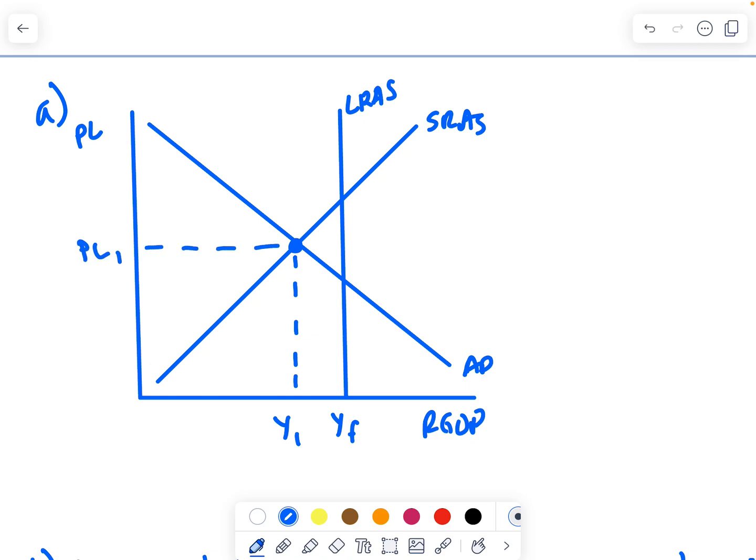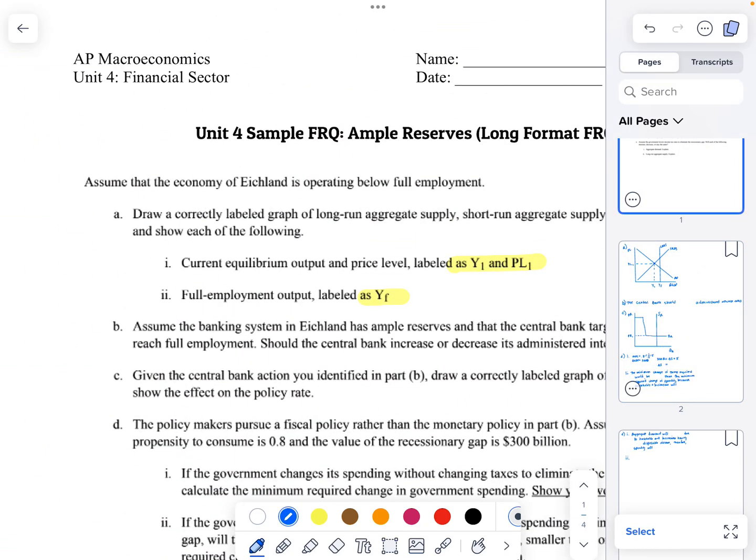And remember that you earn 2 points for every graph. You earn 1 point for drawing the short-run equilibrium as Y1 and PL1 in the correct location, plus all your other labels. And then you're going to earn a second point for having the long-run aggregate supply in the correct location. So let's head back to the question.